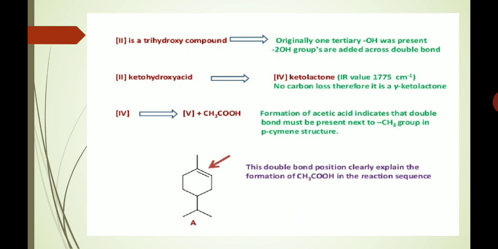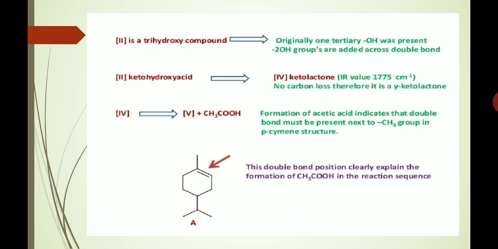So, the compound second is a trihydroxy compound. Originally, one tertiary OH group was present. 2 OH groups are added across the double bond, that is, the double bond is hydroxylated. Compound third is a ketohydroxy acid. The compound fourth, which is a ketolactone, has an IR value of 1775 cm inverse. So, no carbon loss, therefore, it is a gamma lactone. And the compound fourth gives compound fifth and acetic acid.